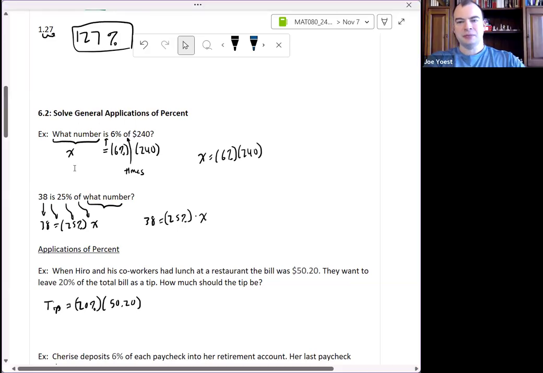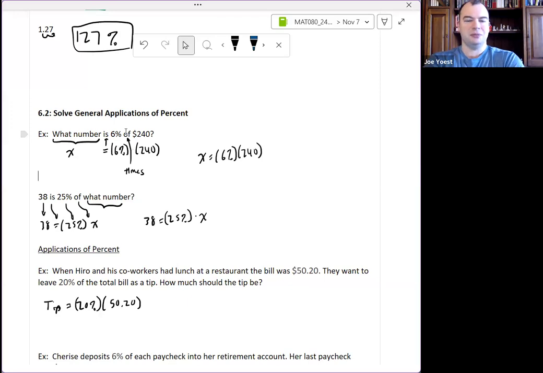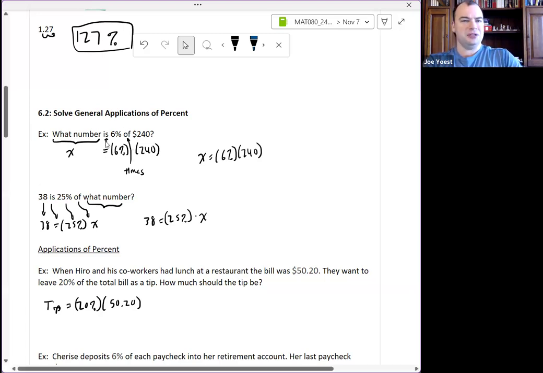Okay, let's work through the answers to these. So the first one, we see that what number is 6% of 240? The "is" kind of clues us into an equal sign, and "of" typically suggests a multiplication. And that does make sense. X is 6% times 240 does kind of make sense with this question.